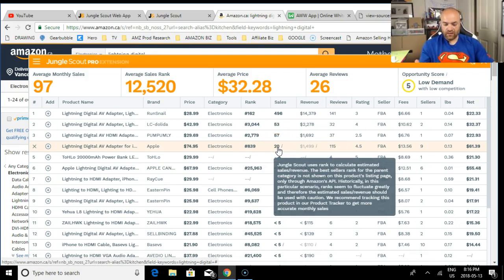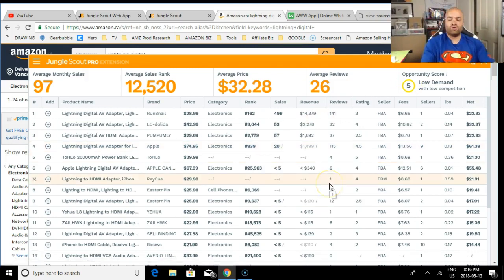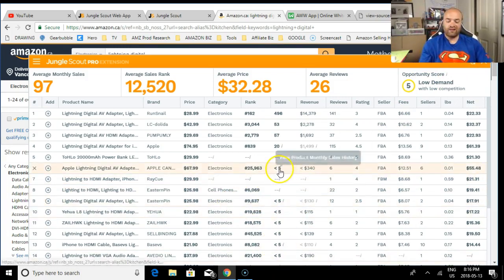Jungle Scout uses rank to calculate and estimate sales revenue. The best seller's rank for the parent category is not shown on this product's listing page. Only through Amazon's API historically, in this particular scenario, ranks seem to fluctuate greatly, and therefore the estimated sales revenue should be used with caution. We recommend tracking this product in our product tracker to get more accurate monthly sales. So now Jungle Scout wants you to use their product tracker, but then what the hell does that make this tool do? It just makes this tool almost useless. All you should just have is pluses for all of them, and then you have to evaluate the numbers yourself. But again, we're looking at this here, less than 5.